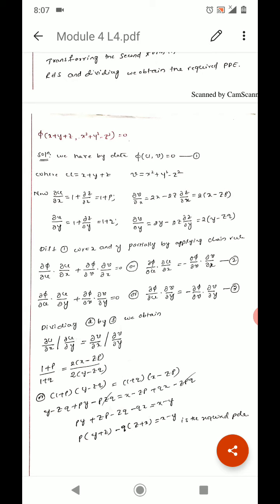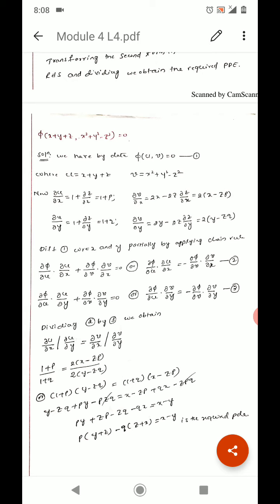Now we have u equal to x plus y plus z, and v equal to x square plus y square minus z square. Differentiate each of u and v with respect to x and y partially. So del u by del x becomes: differentiation of x is 1, y is 0, and z is a function of x and y, and hence that will become del z by del x. So that is equal to 1 plus p.